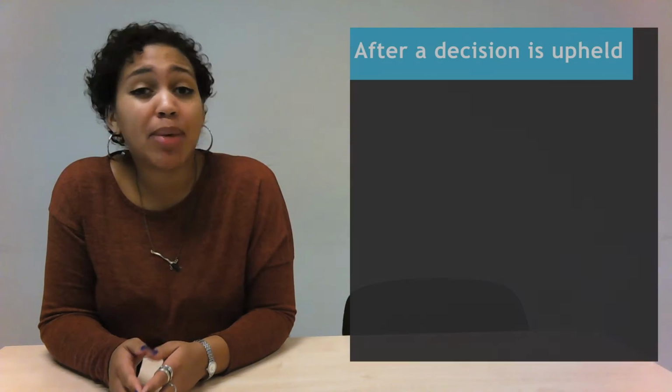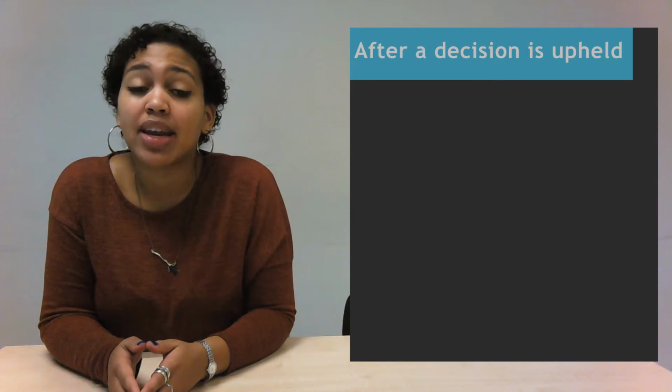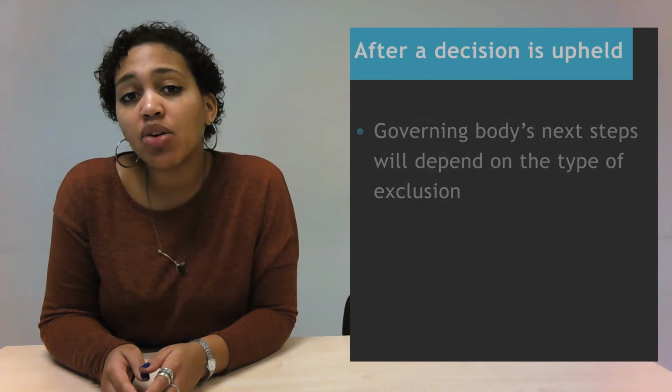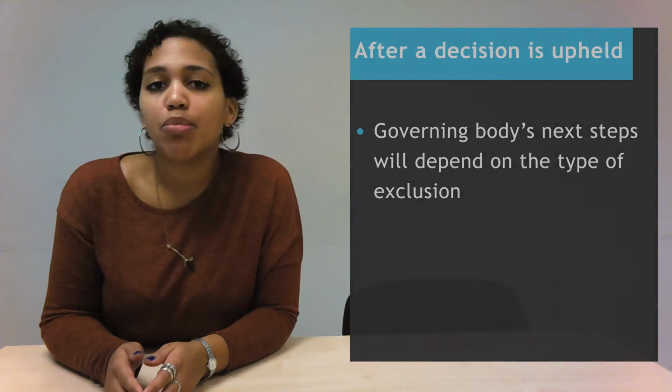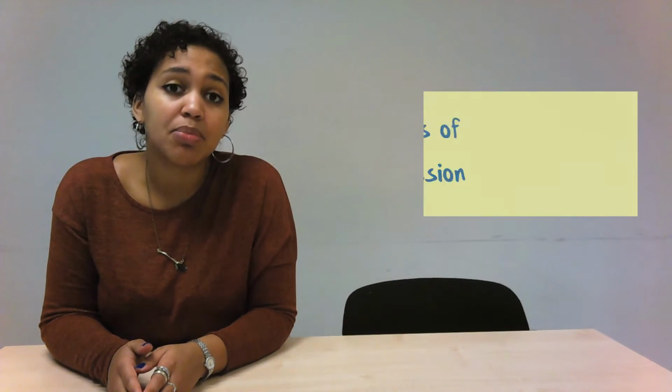Alternatively, the governing body may have agreed with the head teacher's decision and upheld the exclusion. Depending on the type of exclusion, there are different steps the governing body must take. For more information on the types of exclusion, please see this link here.